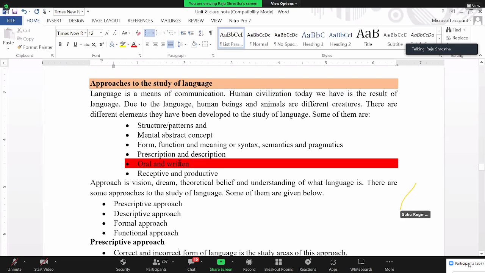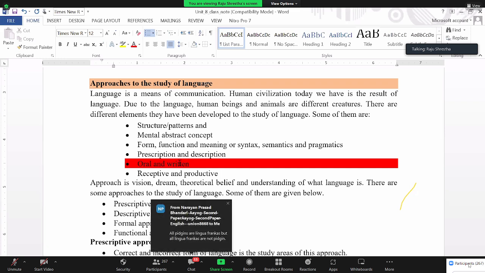Approaches to the study of language. We simply understand language as a means of communication. Human civilization, manav sabhyata, that we have today is the result of language. Due to language, human beings and animals are different creatures. यही language के कारणले हो animal र human being मा फरक भएको पनि.